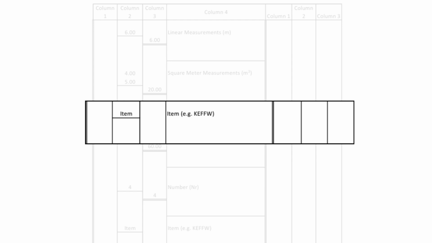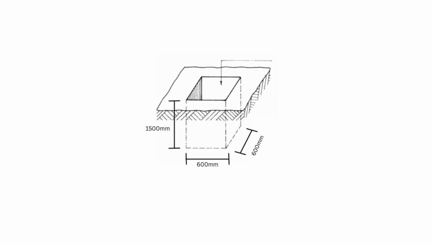And then in our dimension column, we put the term item. Examples of such work include site establishment, testing and commissioning, keeping excavations free from water. Let's take a base measuring 0.6 by 0.6 by 1.5 meters deep.